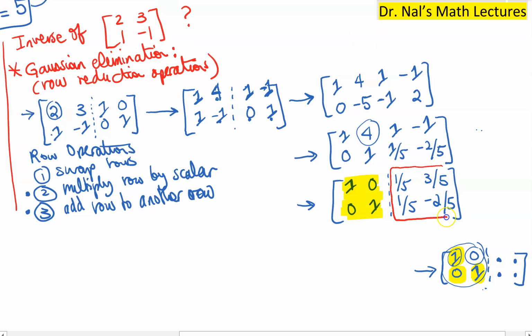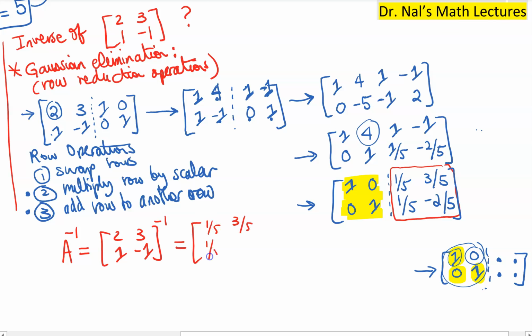So this is the inverse of this 2, 3, 1, -1 matrix, right? Actually, let's just use the notation. In a sense, we decided to call that guy 2, 3, 1, -1. So when I took the inverse of this, it turns out that it came out as 1 over 5, 3 over 5, 1/5, and -2 over 5.